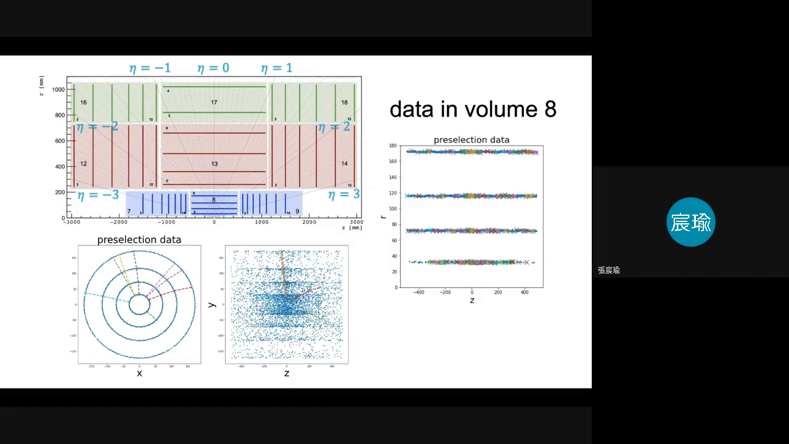And this is the cylindrical coordinate system in the detector. We can see there are different volumes of the detector. In the left-hand side picture, we can see the different volume numbers 7, 8, 9, 12, 13, 14. Our data is in volume 8, which is the center one. And the right-hand side is our data shown in the XY and YZ distributions.